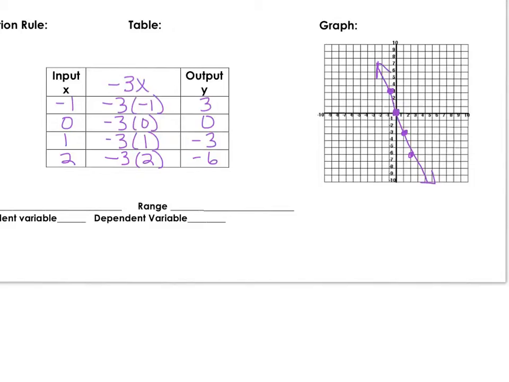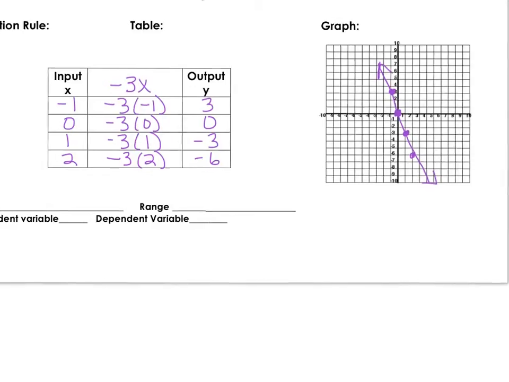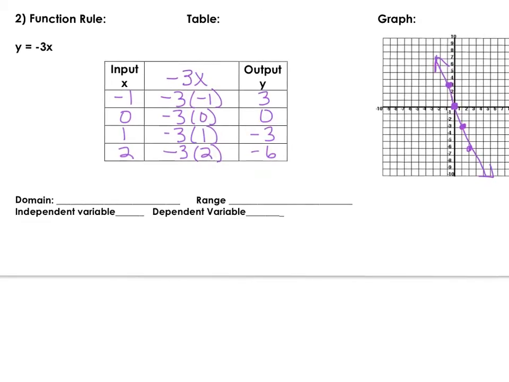Now just like I did before, I'll identify my domain and range. So my domain is all my x values, -1, 0, 1, and 2. My range are all my output values, and this time I'm going to go ahead and write them in numeric order. You'll most likely see these written from least to greatest. Remember, my independent variable is in my function rule, that's x. And my dependent variable is also in the function rule, and that's always y.